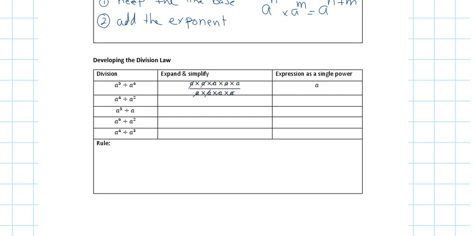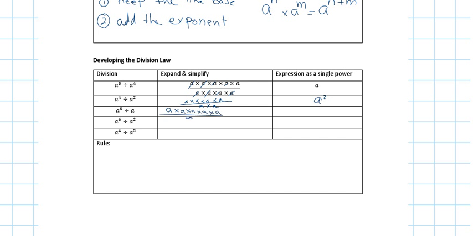Same thing here. If I do a to the power of 4, that's a times a times a times a, divided by a times a. I have a squared, right? So I don't have to write all of this out. Can you guys find a correlation here? What do I do with the exponent if I have the same base? I subtract, right? So this is going to be a to the power of 4 because I have a times a times a times a times a over a. So this is going to cancel, and I'm going to be left with a to the power of 4.